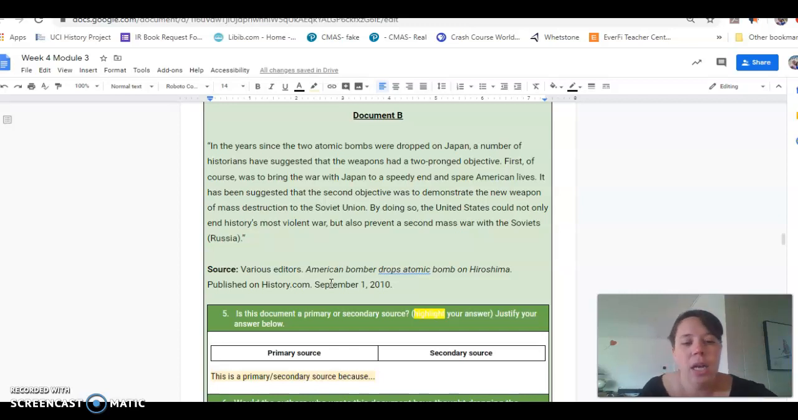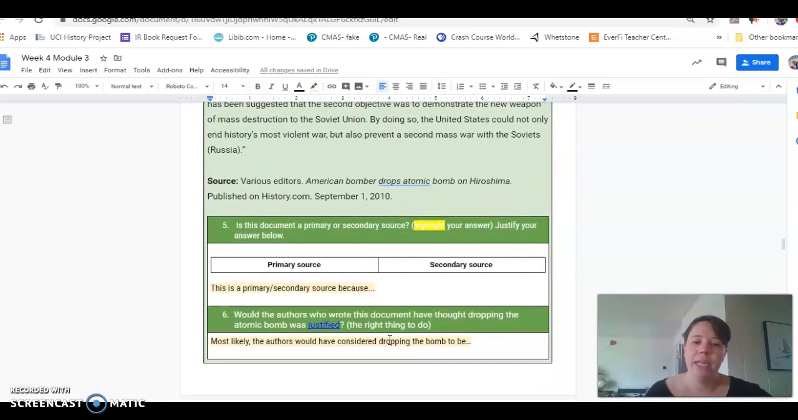Just like I thought. Is this document primary or secondary? Were they there when this was happening? Did they see it? Or was it like, I read about it later and now I'm creating this thing? I see that it was produced in 2010 by a bunch of different people. And so my answer is going to be secondary. So I'm going to highlight secondary source. They were not there. They did not see it happen. So secondary. I'm going to come down here and justify that.